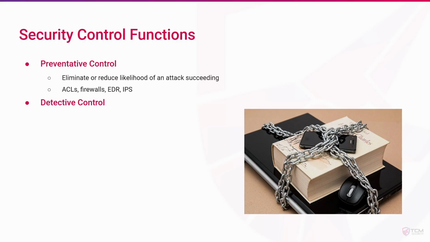And we also have detective controls. So these are measures implemented to identify and detect attempted security incidents. And these focus, of course, on monitoring and analyzing. So obviously in this case, we have our IDS systems or our SIEM, different log monitoring and analysis tools, and things like audit trails as well.